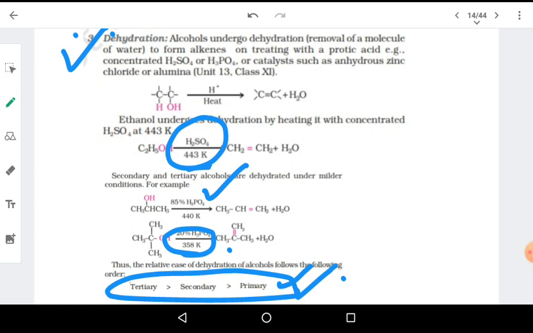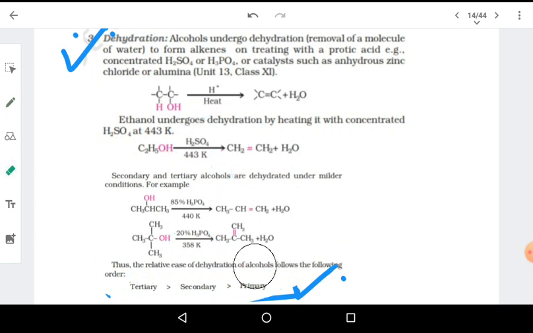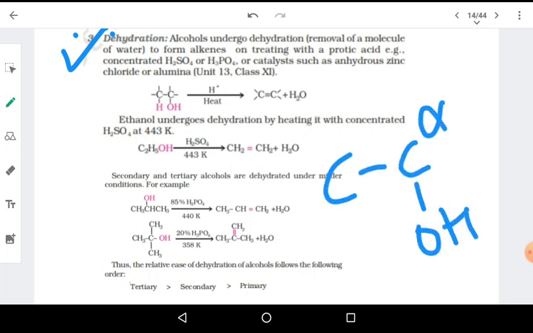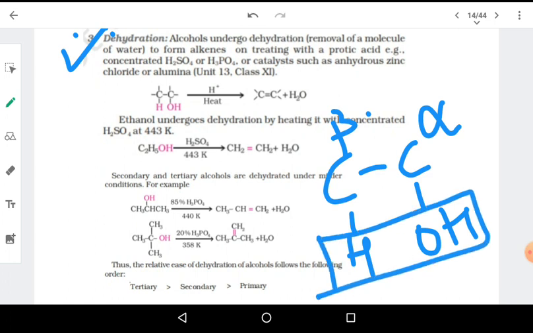Now what is happening in the process of dehydration? In dehydration, there is removal of an H plus from one carbon and OH from another carbon. The carbon onto which the OH is attached is known as the alpha carbon, and the carbon bearing the hydrogen, just next to the OH-containing carbon, is known as the beta carbon. In the presence of these dehydrating agents, H2O is going to move out. There is an elimination of water, and that is why the process is known as dehydration.